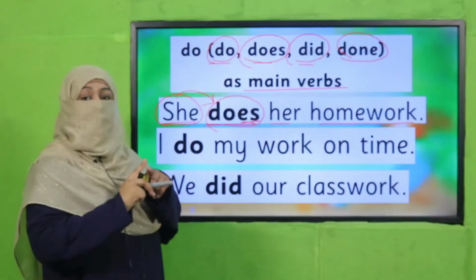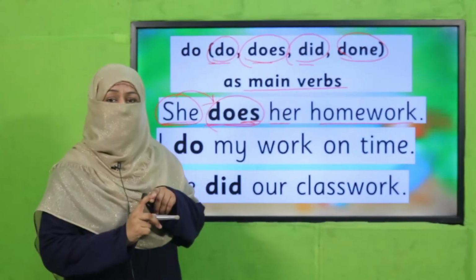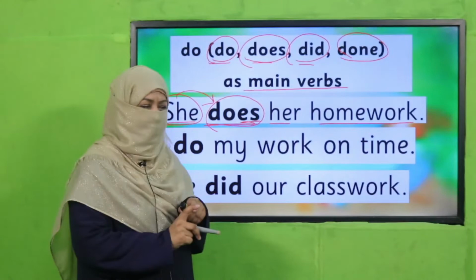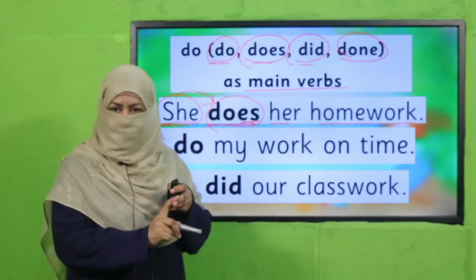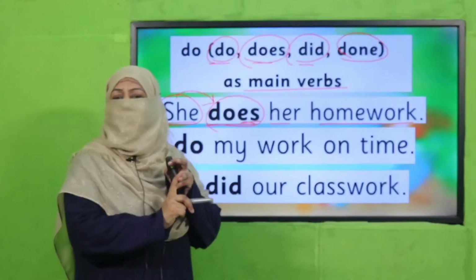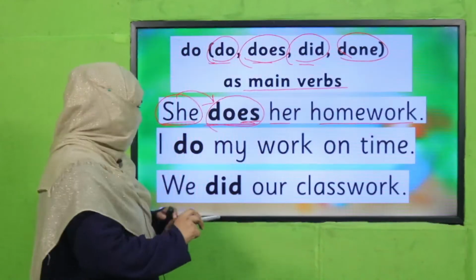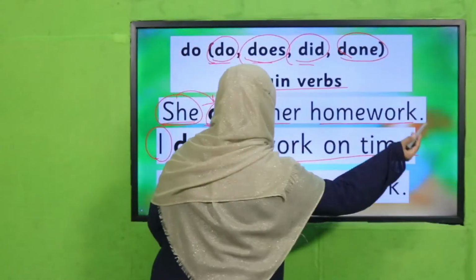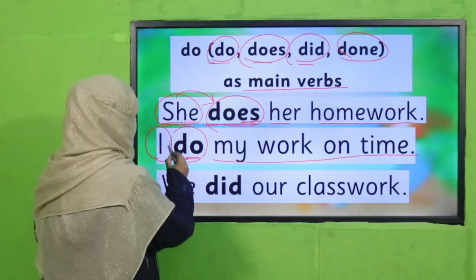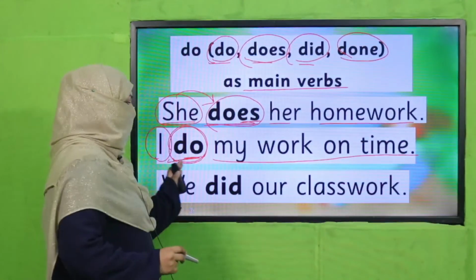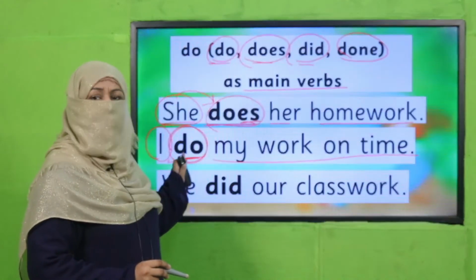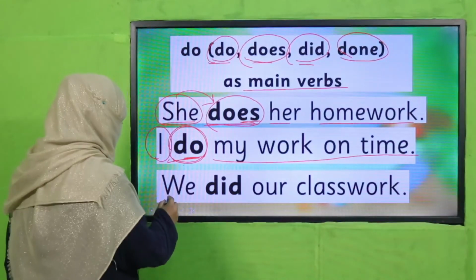And when do we use simple present tense? Yes, to show a habitual action. Good job. Or a natural phenomenon or universal truths, right? Remember? Okay. And I do my homework, my work on time. Once again, beta, here do is the main verb because there is no other verb. And again, this sentence is referring to simple present tense.